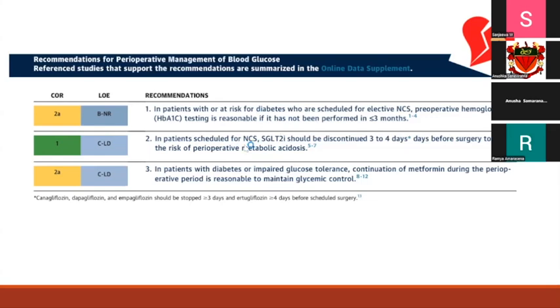So after that, the recommendation in the cardiac patients who are coming for non-cardiac surgeries is to maintain the blood glucose around 140 to 180 during the perioperative period to have a better outcome and to minimize the complications associated with hypo or hyperglycemia. So remember, 140 to 180 is the recommendation.